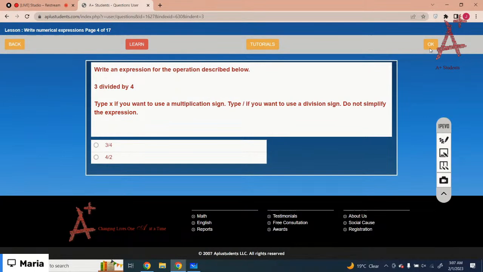Okay, the next one is write an expression for the operation described below. 3 divided by 4. So which is the correct option? Option 1 or option 2? Yes, it is option number 1. 3 divided by 4. Option number 1 is the correct option. Got it? You have to write down the division with this sign. So it would be option number 1, 3 divided by 4.